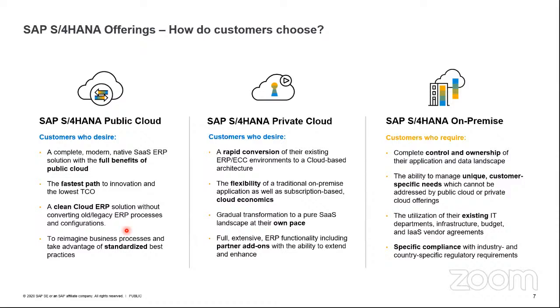And then we have the private cloud offering. The customers who are looking for the rapid conversion from their ERP and ECC to the cloud-based architecture, which means they just pick up their current installations of S4HANA from on-prem and put them on the cloud. It can be SAP managed cloud. It can be a hyperscaler. It's the customer decision.